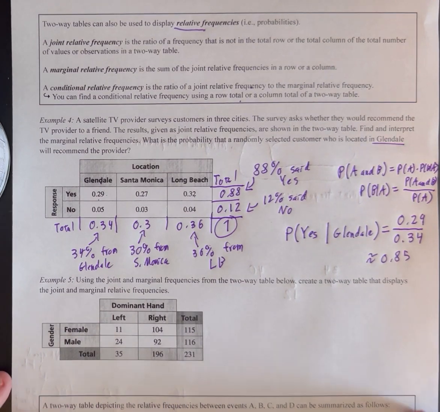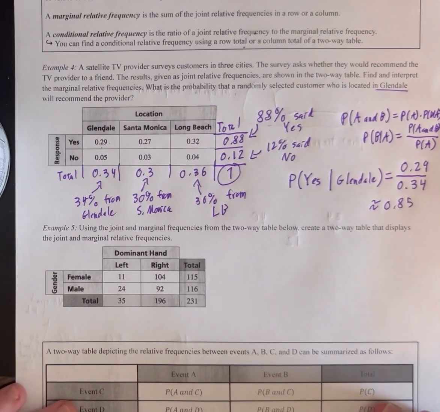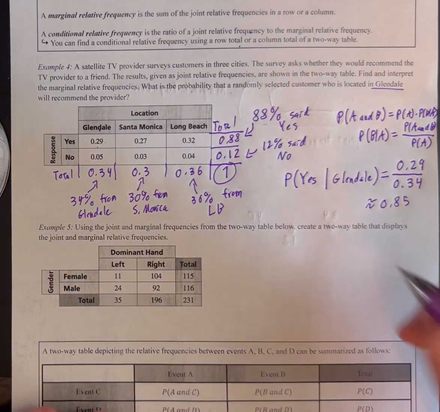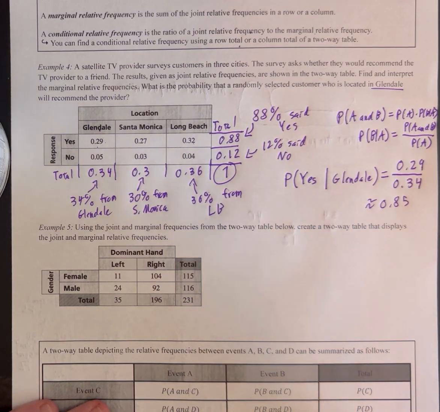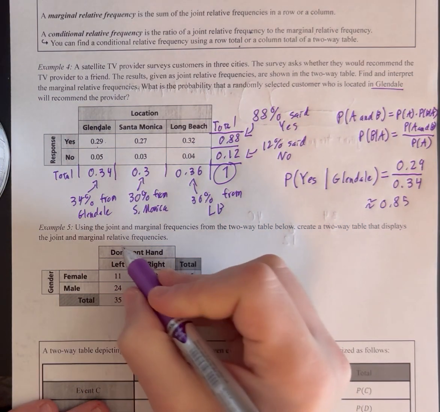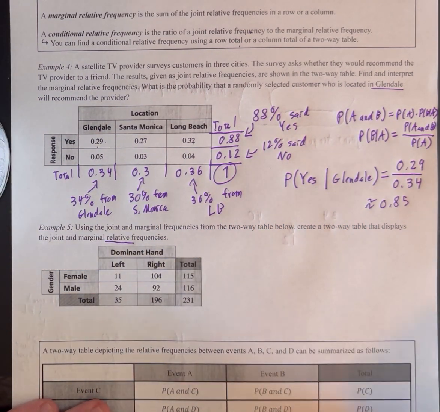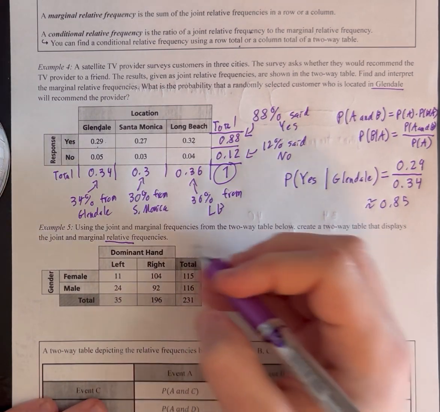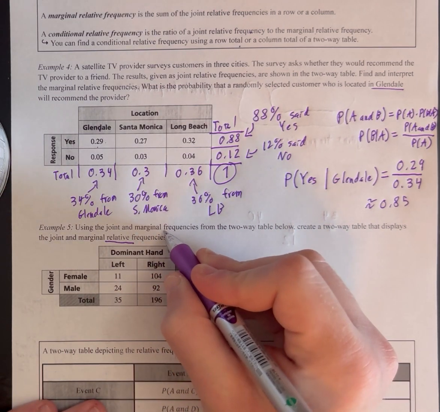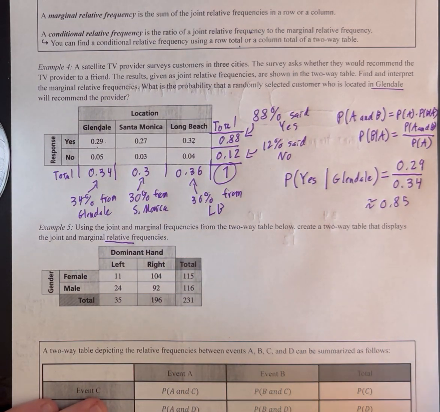Now let's go to the next question. Using the joint and marginal frequencies from the two-way table below, create a two-way table that displays the joint and marginal relative frequencies. So right here, these are all normal joint and marginal frequencies, the normal versions from the previous page. Let's change them all into relative versions.